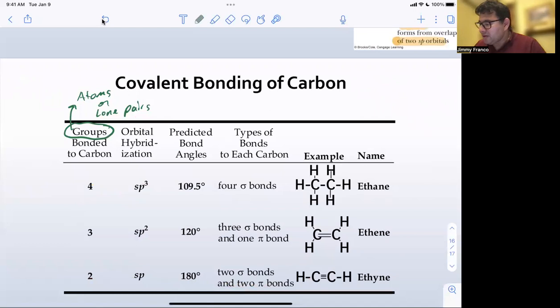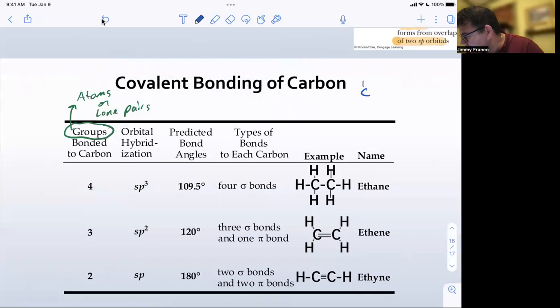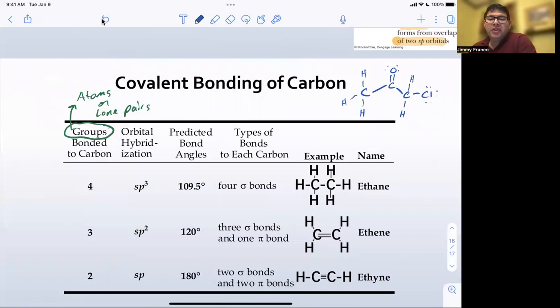All right, let's try one real quick. I'm going to draw a small molecule. What I would do is pause the video and go through and label each of the atoms as sp3, sp2, or sp. You don't have to do the hydrogens because they're all s. Everything other than hydrogens, label them as sp3, sp2, or sp. Pause the video and give it a try.